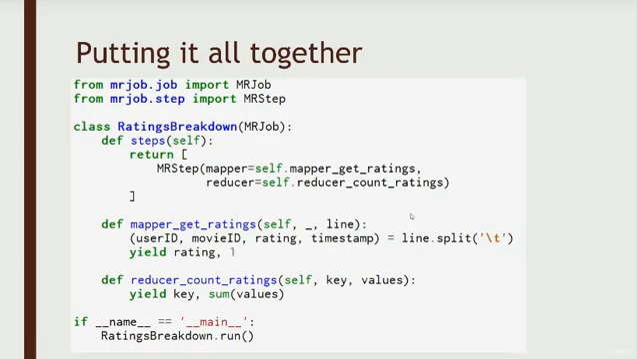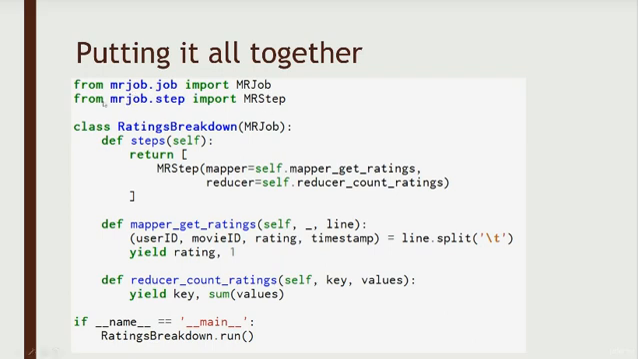It's just that simple. So let's put it all together. There's some framework that has to go around it all. So here's a complete Python MapReduce script. This is the whole thing. This is all the code needed to actually run MapReduce on the MovieLens dataset and figure out a histogram of all the rating types.